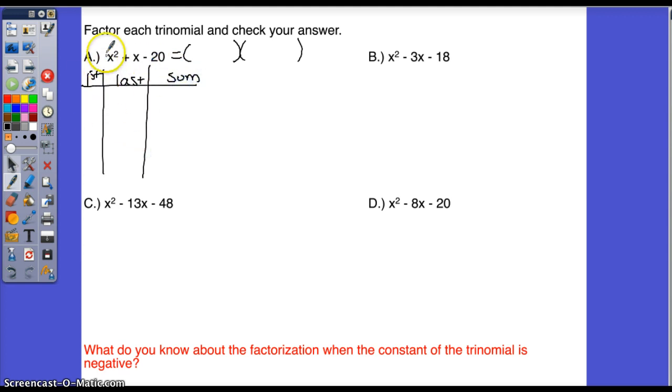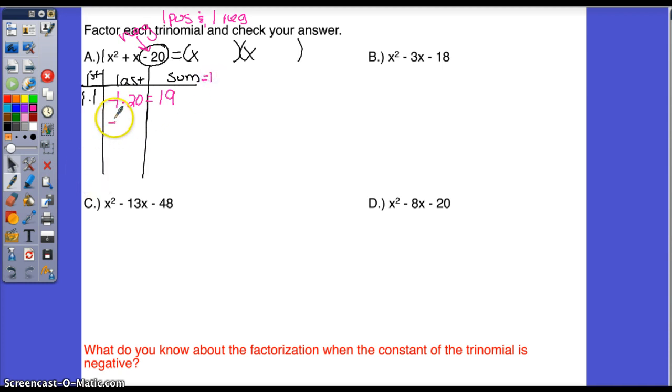My first is just 1 times 1, so I know it can be x and x. Now, to multiply together to equal a negative, since this is negative, we have to have one positive and one negative. So they multiply together to be negative 20. So I could do negative 1 times 20. But when I add those two together, negative 1 plus 20 is 19. That certainly is not 1. I need to get a sum that equals 1.